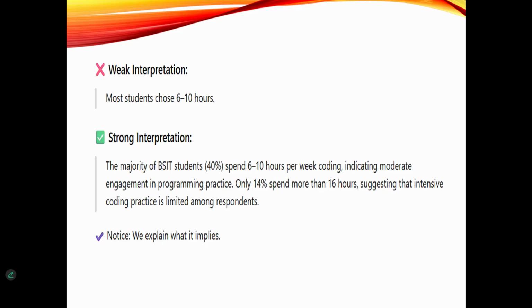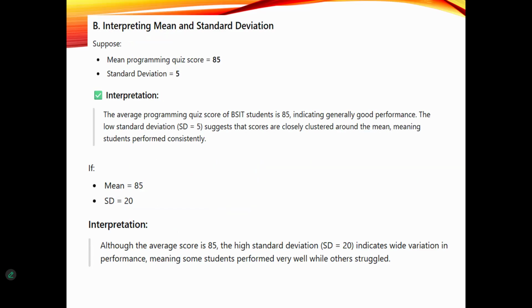Do you understand? Let's now interpret mean and standard deviation. For example, the mean programming quiz score is 85. This is the mean, or the average score of the students. You computed that the standard deviation is 5. So, what is your interpretation? "The average programming quiz score of BSIT students is 85, indicating generally good performance. The low standard deviation, SD equals 5, suggests that scores are closely clustered around the mean, meaning students perform consistently."